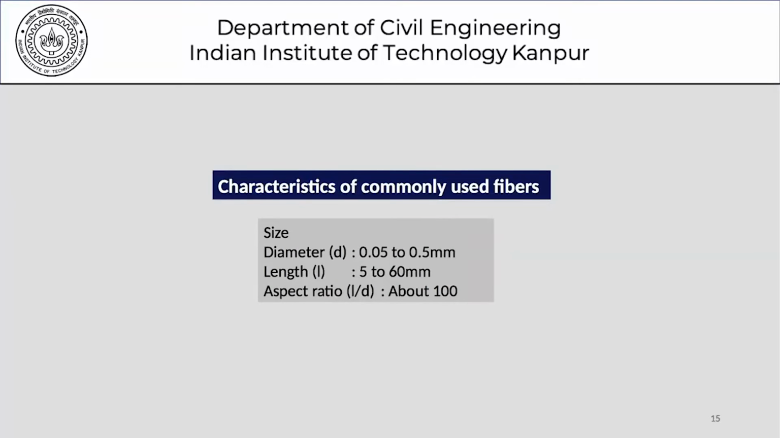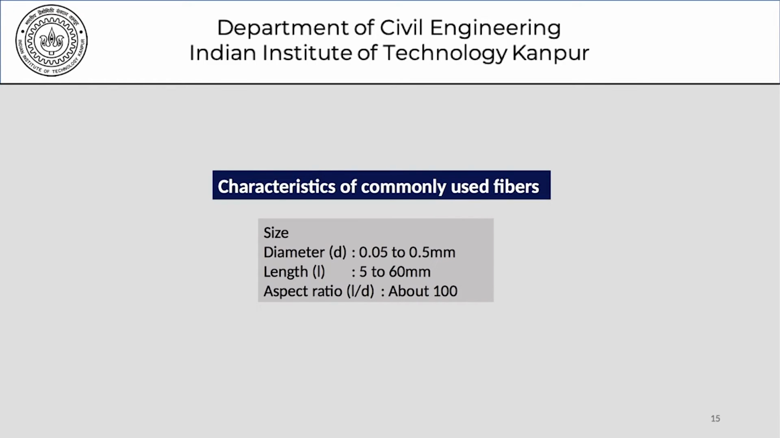As far as the characteristics of common fibers is concerned, the diameter ranges from 0.05 to 0.5 millimeters. The length ranges from 5 to about 60 millimeters. The aspect ratio, which is the length to diameter ratio, is kept at about 100. In the previous discussion, I had said that in order to be effective, the fiber should be about 1.5 times the size of the coarse aggregate.